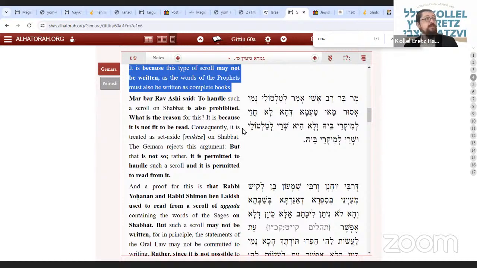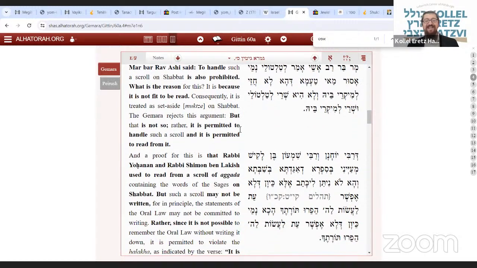Then there's discussion. Some say that such a scroll is even muktzah, because since you're not allowed to use it, it's muktzah on Shabbos. And there's a big discussion over there. Well, are you allowed to use books on Shabbos? Are you allowed to use Sfarim on Shabbos?